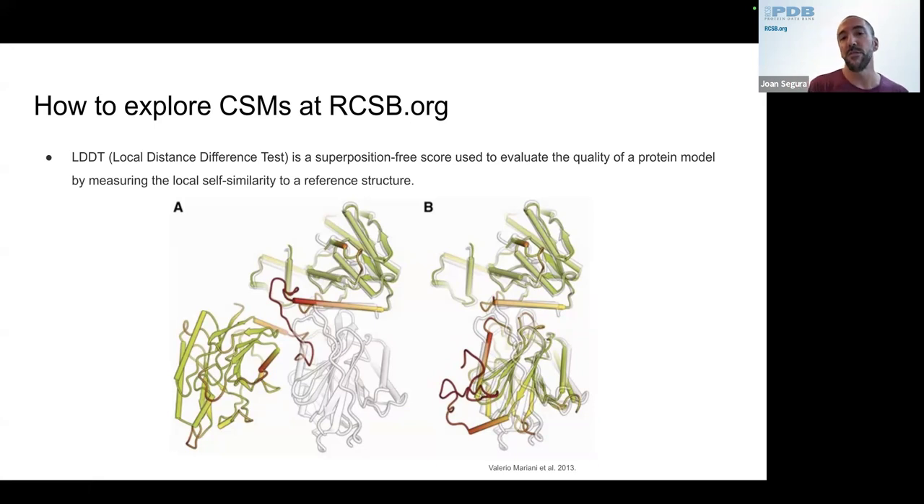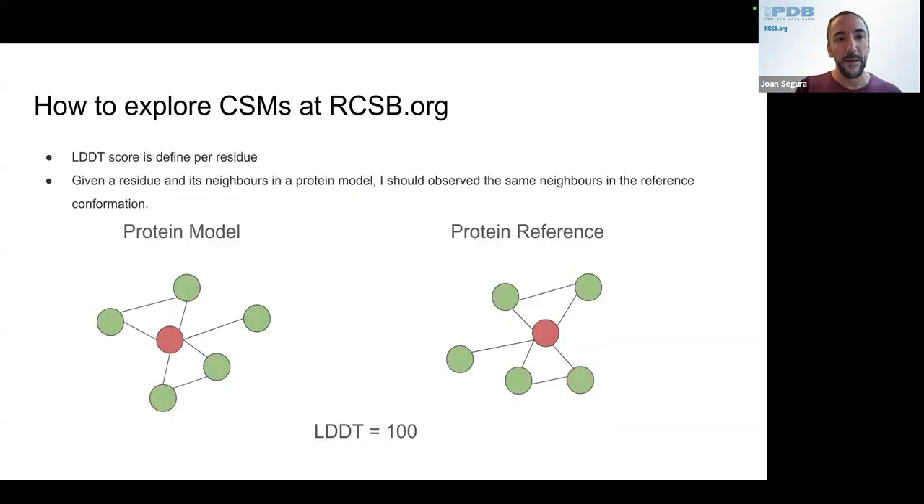It's a superposition-free score, so you don't need to superpose the structures. What it measures is the self-similarity of the reference compared to your model. So let's talk a bit about that. What is this self-similarity? The LDDT is defined per residue of your model. This number is made up, just to understand how the score works. It's a bit more complicated than that.